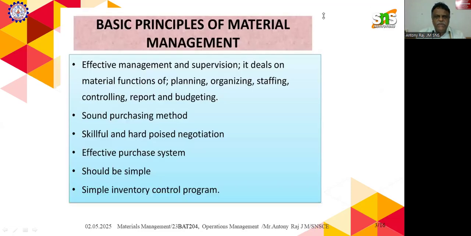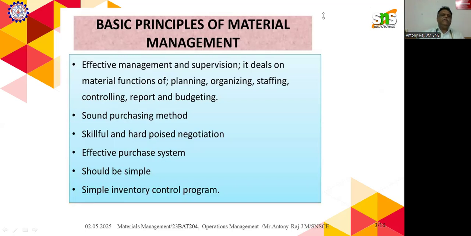These are some of the basic principles of material management. As I already told you, because procurement, planning, and storing are involved, effective management and supervision is very important. Once it comes under effective management and supervision, we need to do all these management functions like planning, organizing, staffing, controlling, reporting, and budgeting.